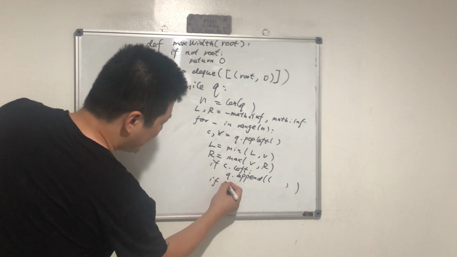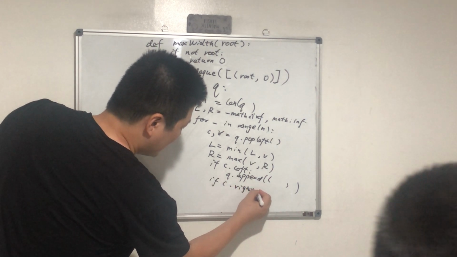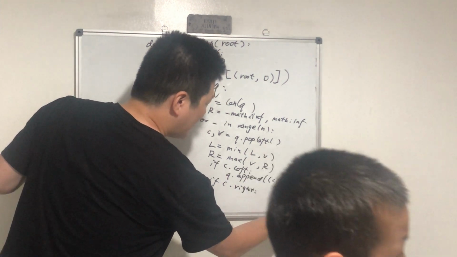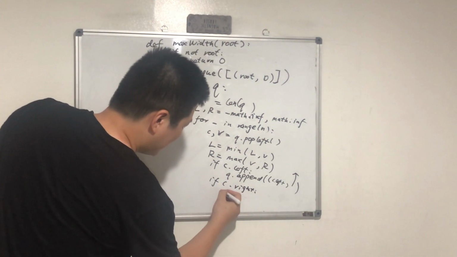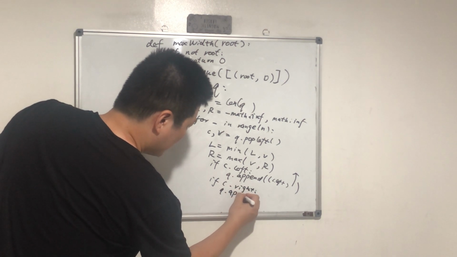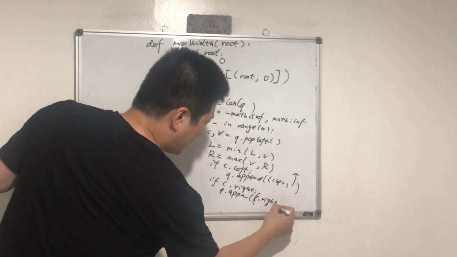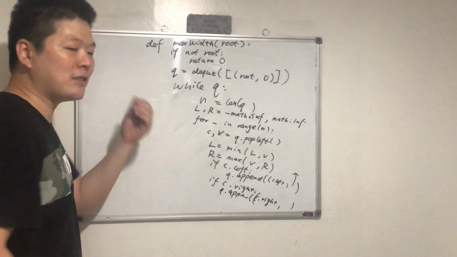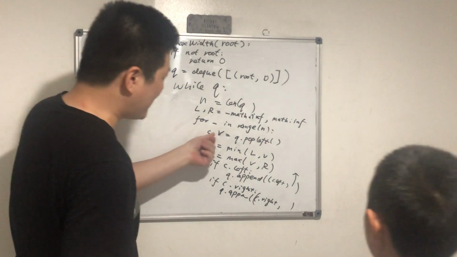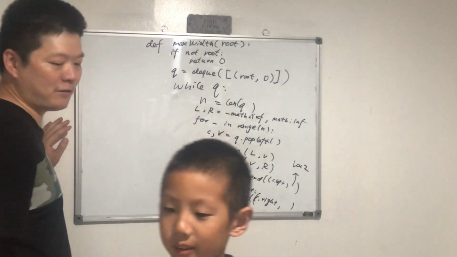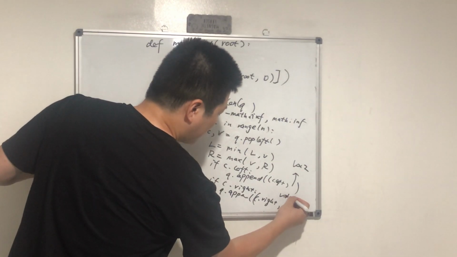Okay, and then here is C dot right. So C dot left, and then what? What's this value? Q dot append C dot right, and what? The value. If we go to the left, what happened to the value V? Times 2. And if you go to the right, what happened to the V? Times 2 plus 1.